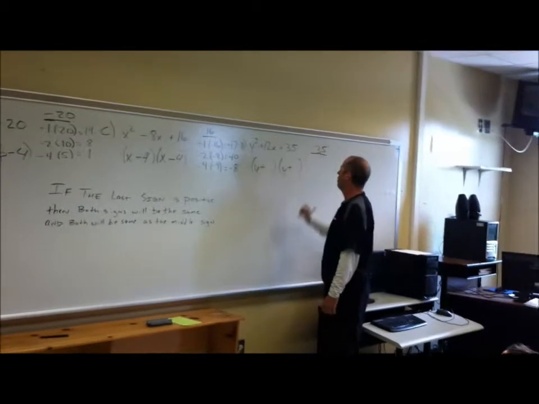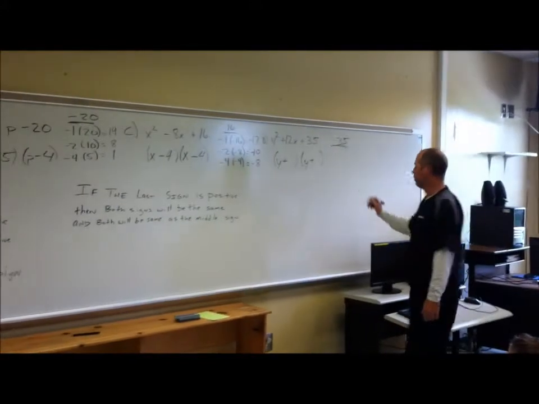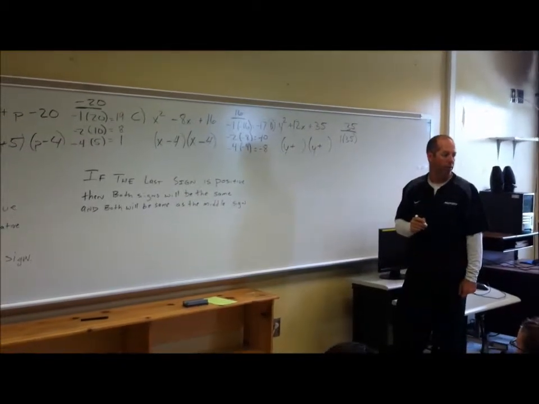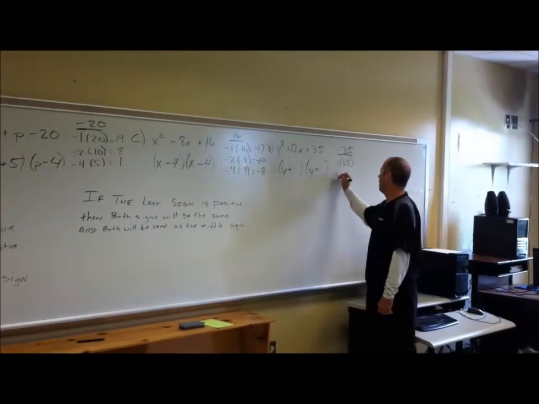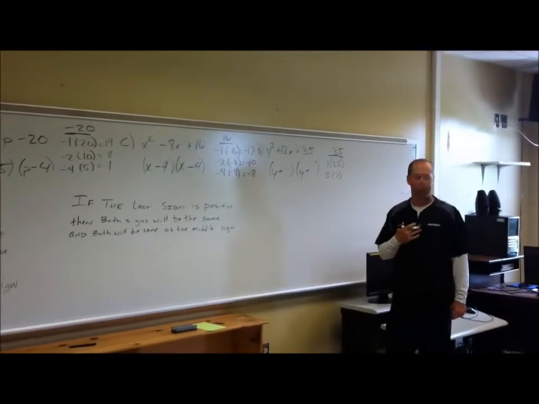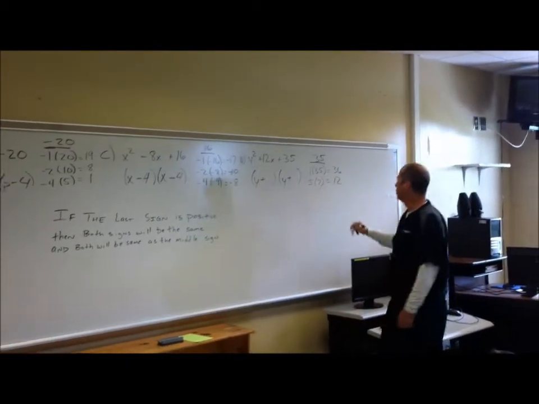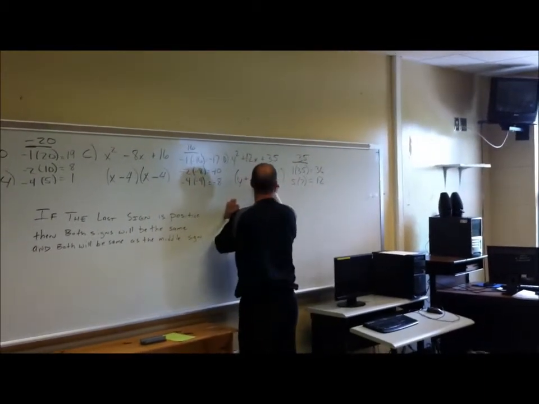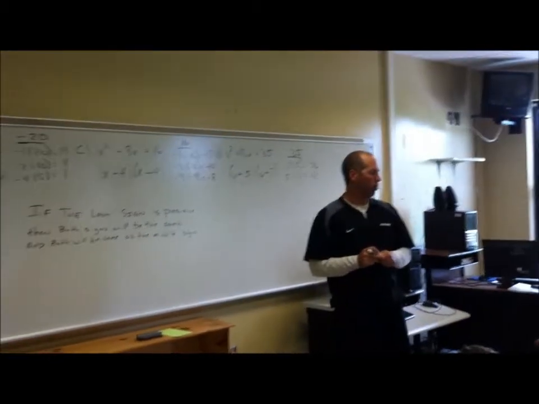And the last one, working on 35. Both numbers are positive. So we start with 1 and 35. 2 won't go into 35. 3 won't go into 35. 4 won't go into 35. 5, 7. 6 won't go into 35. We're finished. Add them together. There we go, there's our middle term, 12. So I fill in my middle: 5 and 7. And that's how we factor a trinomial without a leading coefficient.